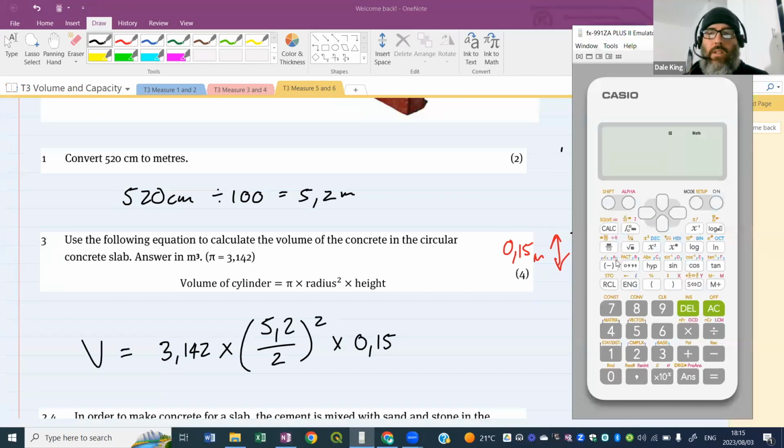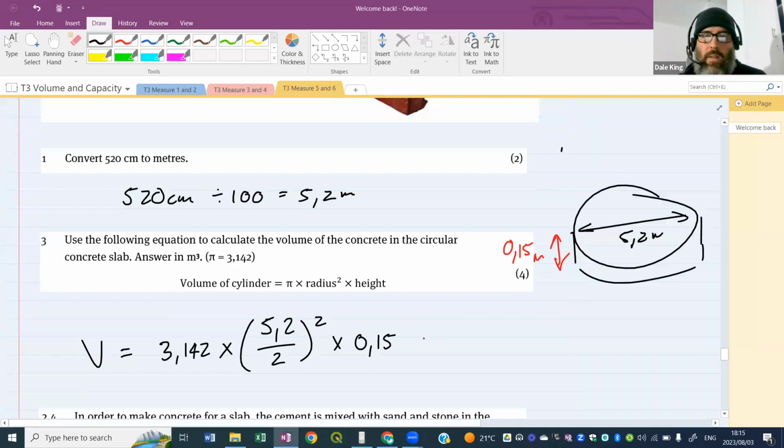I'm going to chuck it into my calculator here, 3,142 times, I'm going to put all my bits and pieces in. I'm going to use a bracket here. So I'm going to put my 5,2, cut it in half. Why am I cutting it in half? Because I need a radius, not a diameter. They gave us a diameter. I need it squared as well, and I need to multiply that by the height, that's 0,15. All right, let's check it out. There we go. So 3,1859.